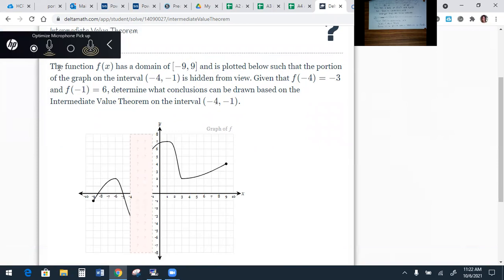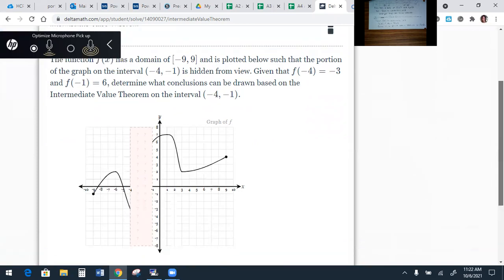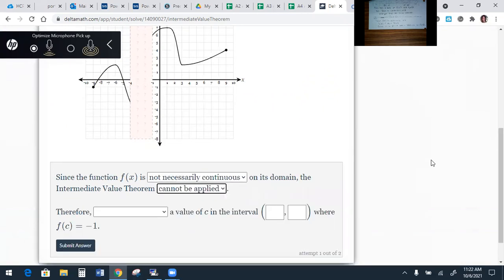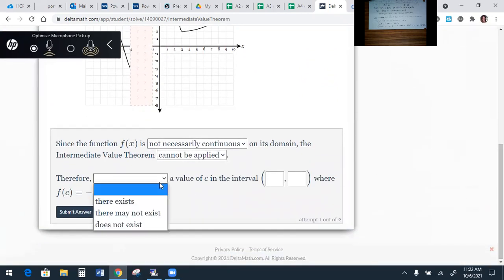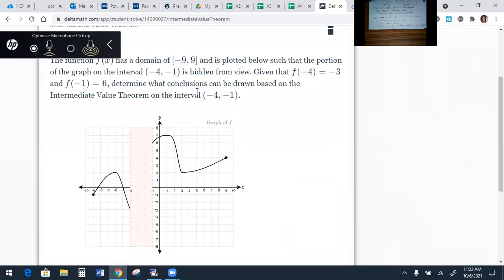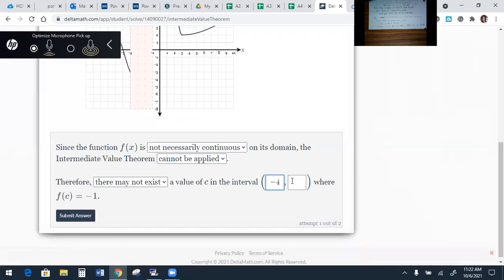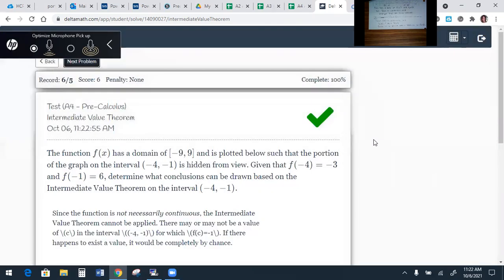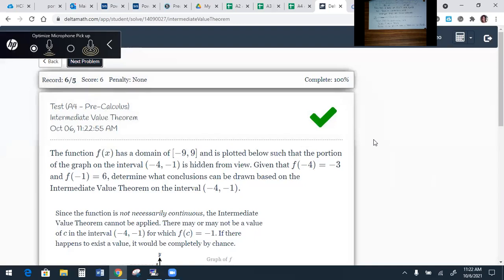Does it say that this is continuous anywhere? Oh, it doesn't say that. Okay, so we're going to say since the function is not necessarily continuous, this cannot be applied. Therefore, there may not exist, there might be, but there might not be a value c in the interval -4 to -1. Again, I'm just copying it from the problem, where f of c equals -1. Green check mark. Do you understand how to do the homework? Okay, it's pretty much a lot of just recopying the question.